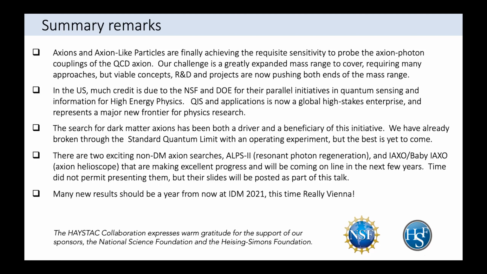I will leave up on the web two very exciting non-dark matter axion experiments, ALPS-2 and IAXO, which are again very beautiful physics and very beautiful engineering, and are coming online, which will get down to an order of magnitude lower bounds than the existing CAST, of which I believe there is exciting discovery potential as well.